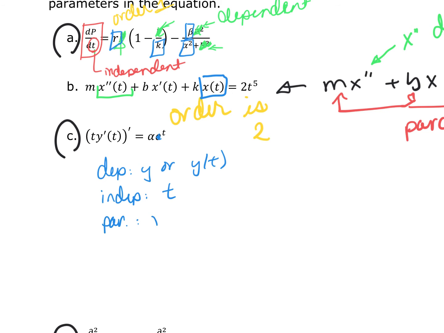That means your parameter is your alpha. Now the only thing that may give you a hiccup on this is the fact that I'm taking a derivative of a derivative. So it is an order of 2, and that's because I'm taking a derivative of a derivative. In fact, what I would have to do here, if I were to find this derivative, is use the chain rule, because it is a multiplication of t times my function. So this is a derivative of a derivative, so the order on this is 2.